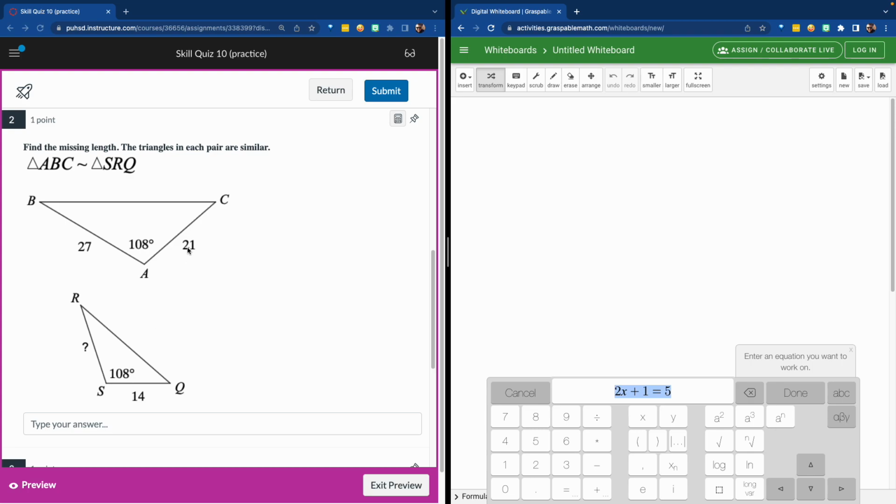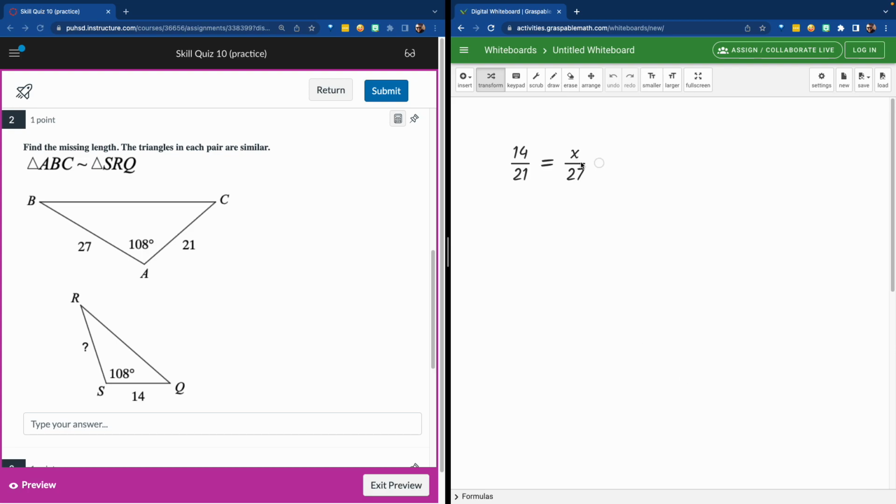So first I'll match the 14 with the 21. I'll say 14 divided by 21 is going to equal, from the other side, X divided by 27. So I have the 21 and 27 matching up, and I have the 14 and the 21 matching up. Now that we have those, let's press enter, and we just need to solve. You could try to simplify all the way down and see what that number is going to be, but I'm going to go ahead and start with the multiplying.